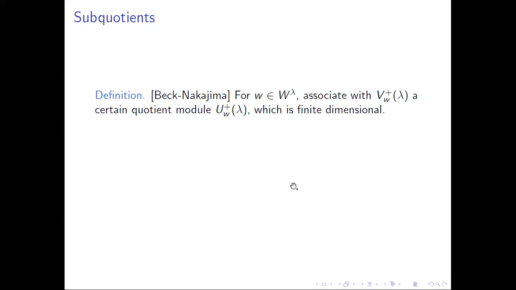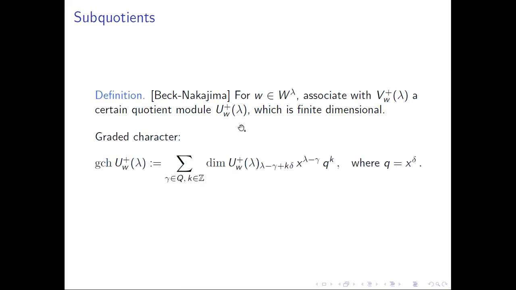So these are highly infinite modules. These Demazure modules are highly infinite, but there are some nice finite dimensional quotients. So Beck and Nakajima, for the usual Demazure module, defined a quotient called the UW plus of lambda, which is finite dimensional.